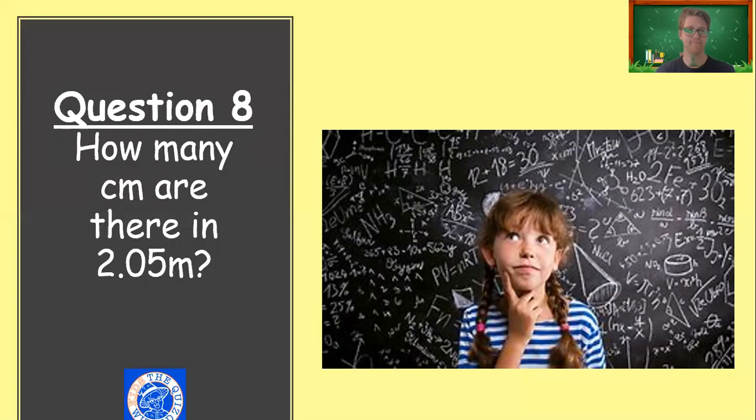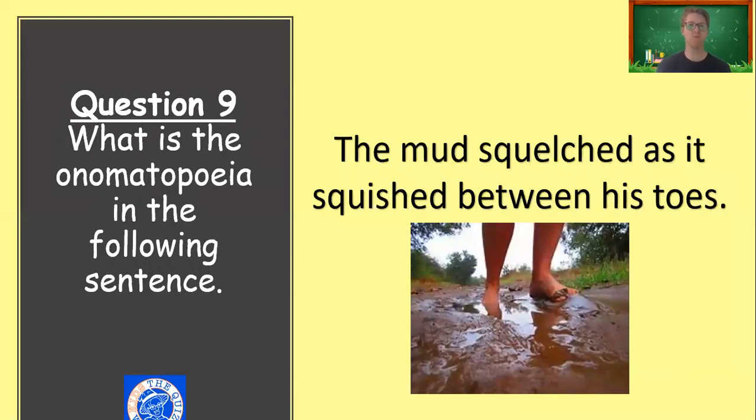Question 9. Onomatopoeia. What is the onomatopoeia in the following sentence? The mud squelched as it squished between his toes. Onomatopoeia might be something you've never heard of before. I'll explain it later. It's quite fun.